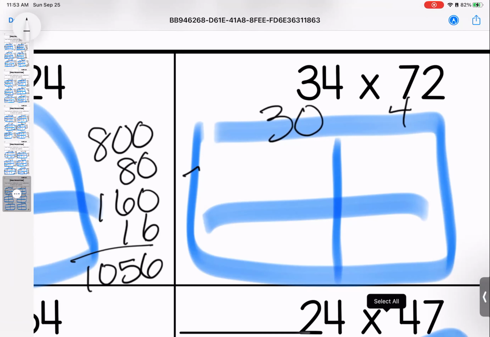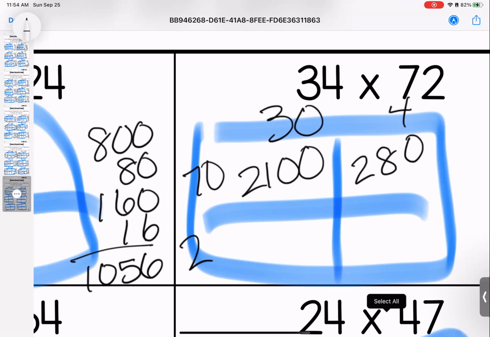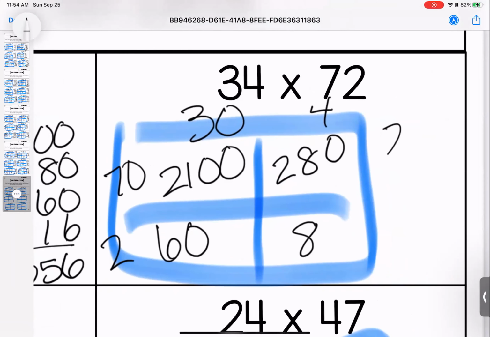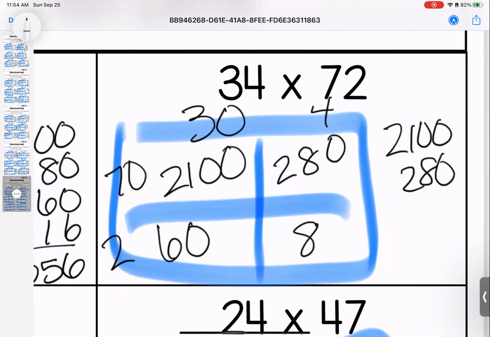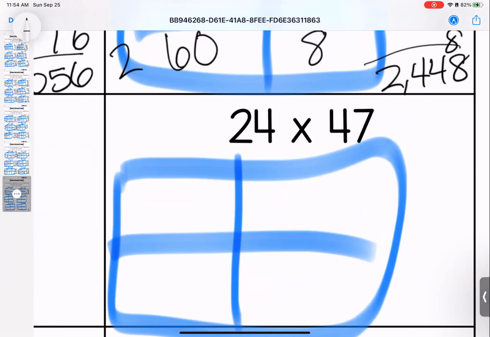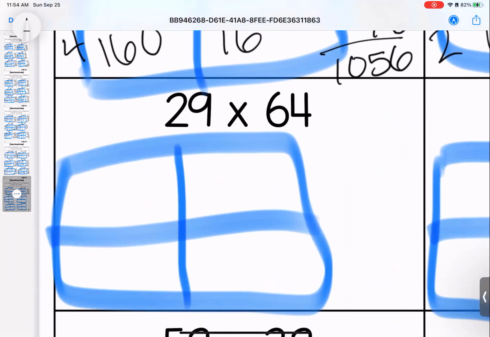30 and 4 and 70 and 2. 7 times 3 is 21, 2 zeros. 7 times 4 is 28, 1 0. 2 times 3 is 6. We add a 0. 2 times 4 is 8. We stack, we add, and we get 2,448. All right, 4 more. Can I beat my timer? Yes, I can. 20 and 9, 60 and 4.